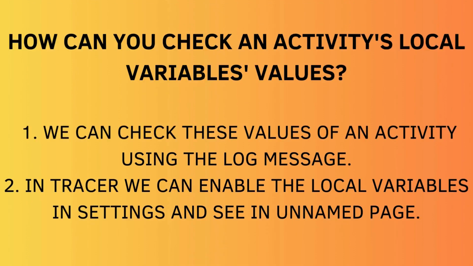How can you check an activity's local variables values? 1. We can check these values of an activity using the log message. 2. In Tracer we can enable the local variables and settings and see an unnamed page.